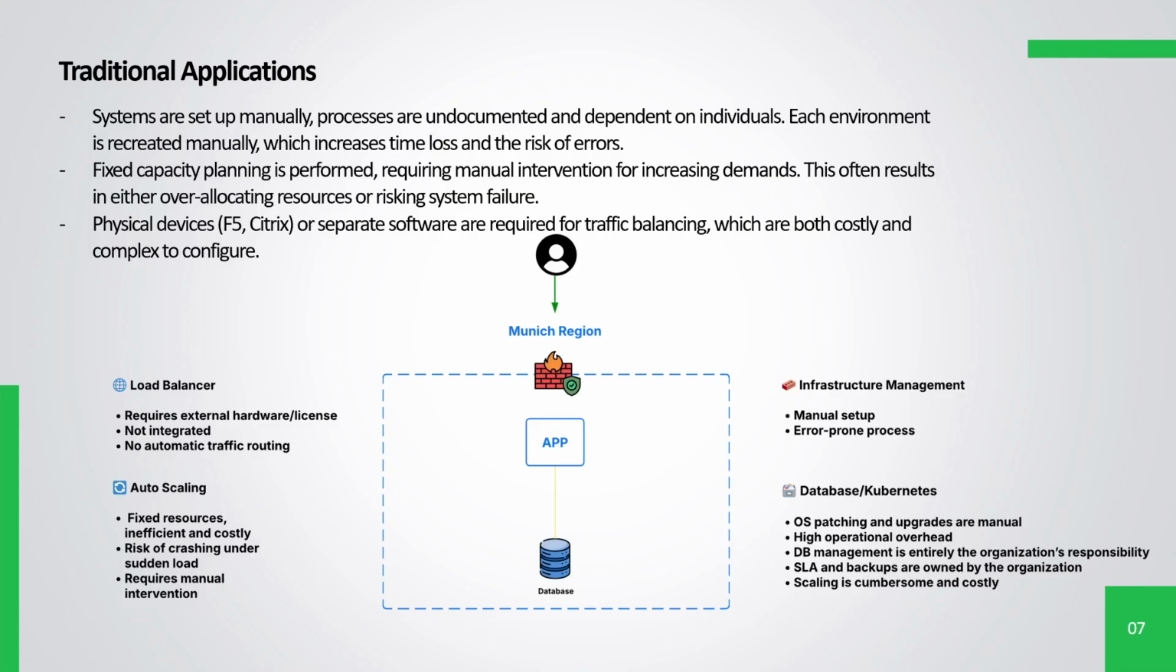Now on the screen, you can see a traditional on-prem architecture. In its simplest form, there is a user, for example a user in Munich, and the traffic goes through a firewall first, then reaches the application, and the application connects to the database. At first glance, this architecture looks familiar, but when it comes to day-to-day operations and scaling, it creates serious limitations and pain points. So let's go through the problems one by one.